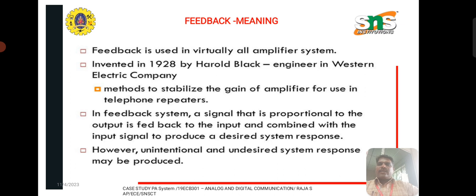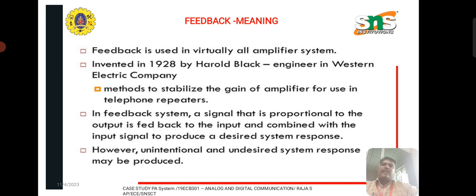So feedback is used virtually in all amplifier systems. It was invented in 1928 by Harold Black, an engineer at Western Electric Company. It is a method to stabilize the gain of an amplifier, used in telephonic repeaters. In a feedback system, a signal that is proportional to the output is fed back to the input and combined with the input signal to produce the desired system response.